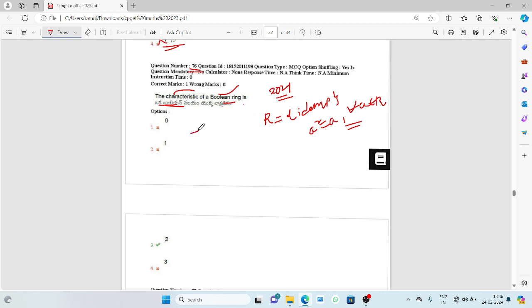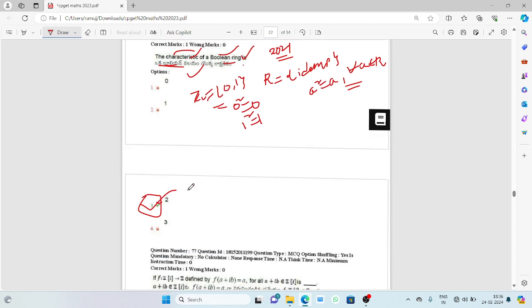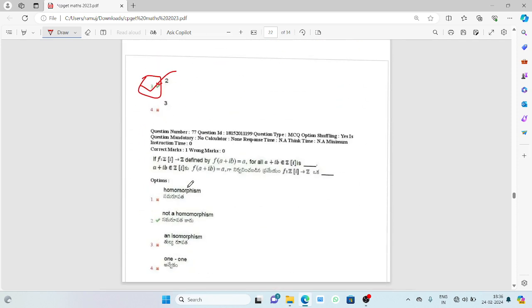So if you take Z2, it contains two elements 0 and 1, and it satisfies the condition 0 squared equals 0 and 1 squared equals 1. So the characteristic of this ring should be 2. Similarly, whatever Boolean ring you take, the characteristic of that ring should be 2. So option 3 is the correct one for this 76th question.